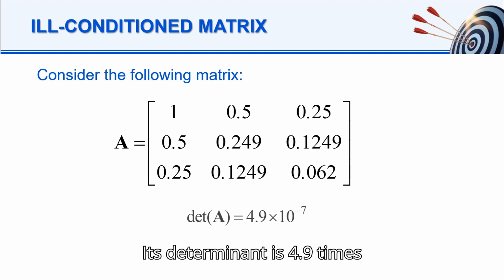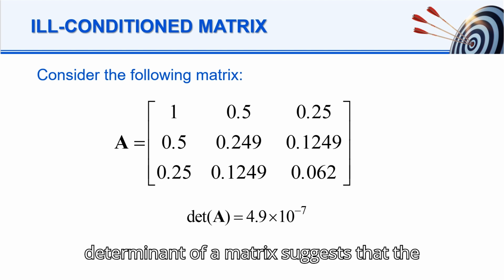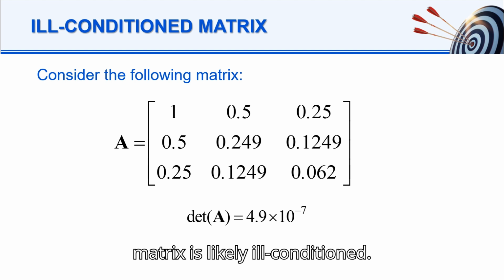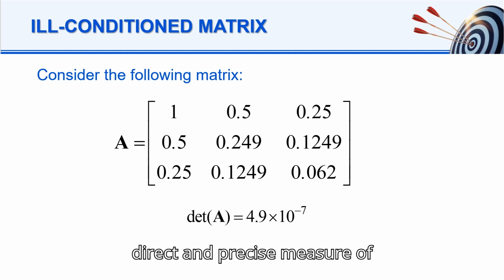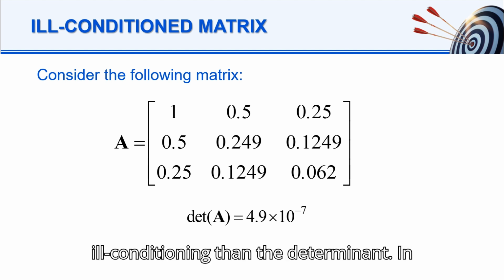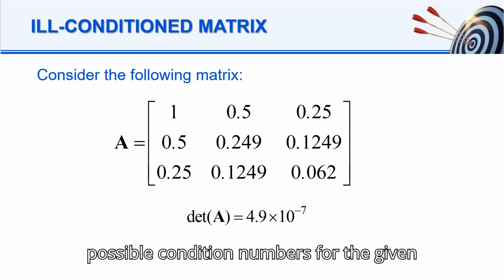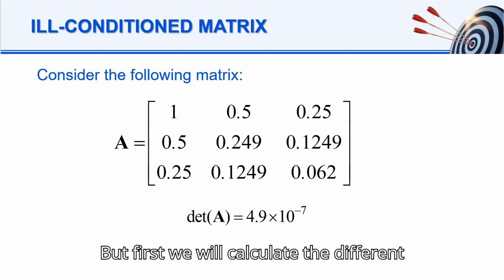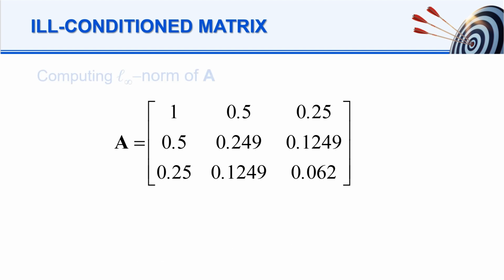Its determinant is 4.9 times 10 to the power of minus 7. A small determinant of a matrix suggests that the matrix is close to being singular, and the matrix is likely ill-conditioned. However, the condition number is a more direct and precise measure of ill-conditioning than the determinant. In this exercise, we will calculate all possible condition numbers for the given matrix A. But first we will calculate the different types of norms, which are necessary for calculating the condition number.